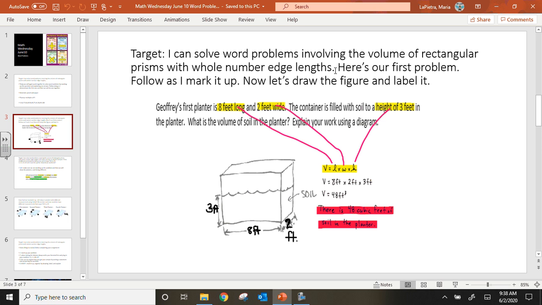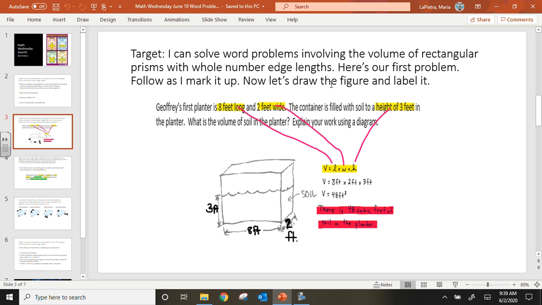I can solve word problems involving the volume of rectangular prisms with whole number edge lengths. When I say whole number edge lengths, that just means no fractions involved, just whole numbers we are using. And when I talk about a rectangular prism, it's pretty much a 3D picture, like a cube. It's something that you can physically have in your hand, like an ice cube or a box. So here's our first problem.